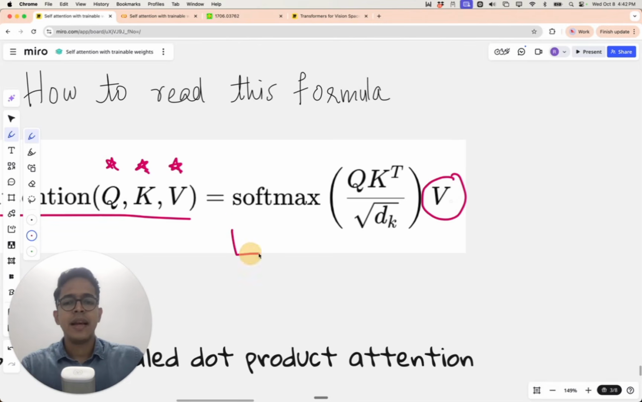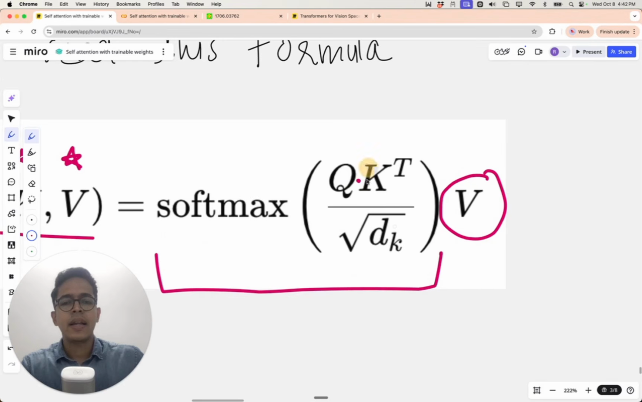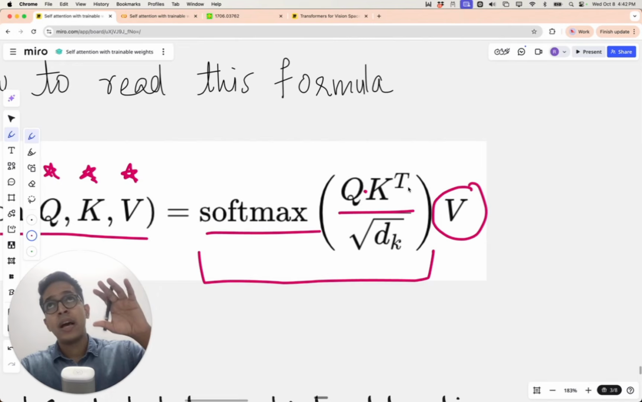Scaling is done using attention weights. How are the attention weights created? Attention weights are created by taking query dot key transpose, and to get more stable variance, you divide by the square root of the dimension of the key space, and then you take softmax so that you have weights summing up to 1 for every single token.